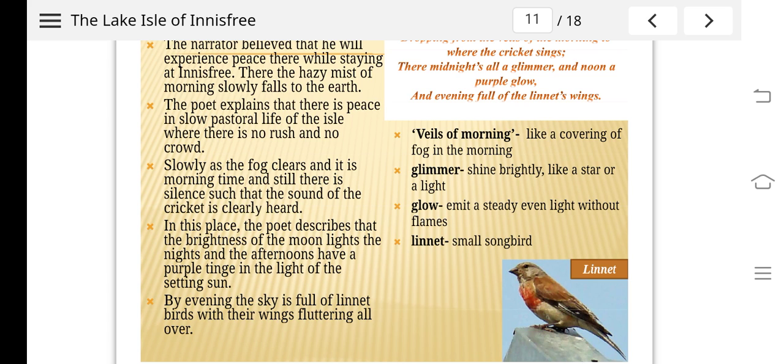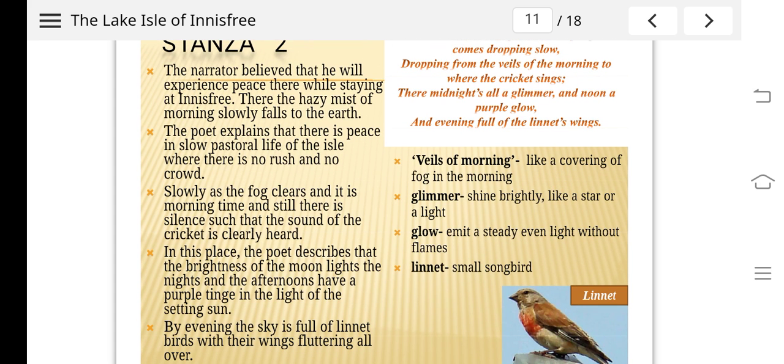You can see here in the picture linnet birds, and I believe all of you have experienced in the evening time how the linnet birds fly all together happily in the sky, mostly in village areas, or hilly areas, or where the forests are, where trees are found more. So veils of morning means a covering of fog in the morning, that is called veils.